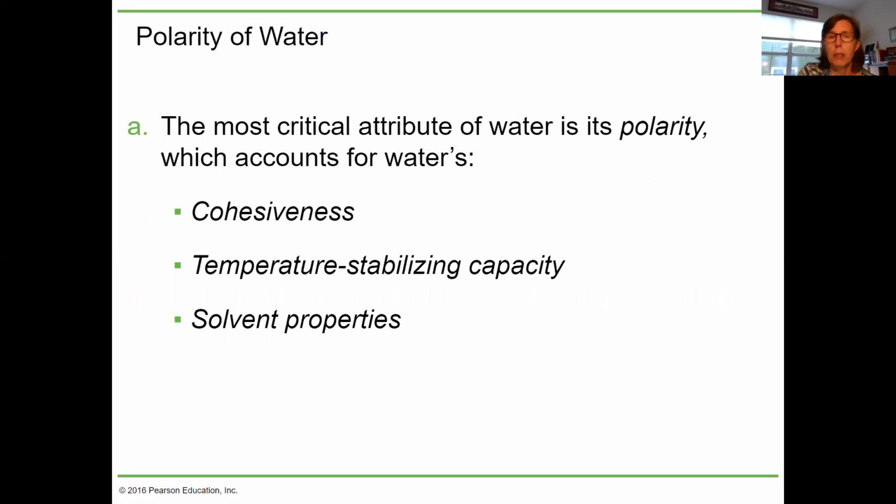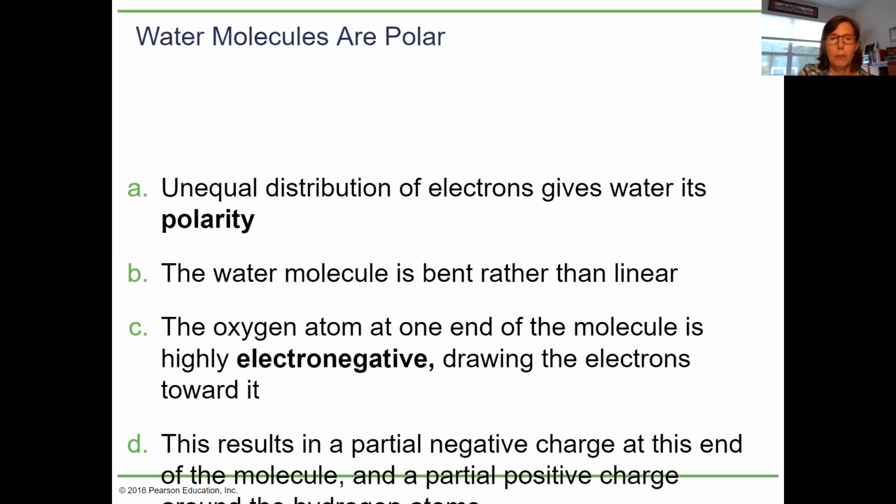All right, there's a good bit here on water. I mentioned polarity of water, and it really allows water to have some unusual properties. Cohesiveness of the water molecules that interact to form liquid water or ice or whatever. It has a temperature stabilizing capacity or heat index, and it has major ability to bring other compounds into solution. So that's called a solvent property.